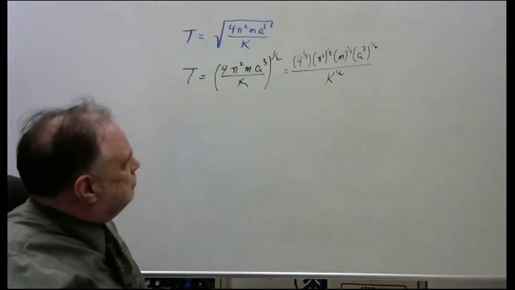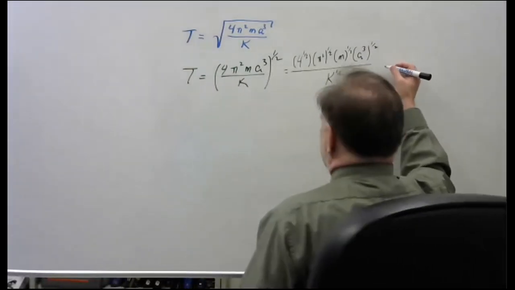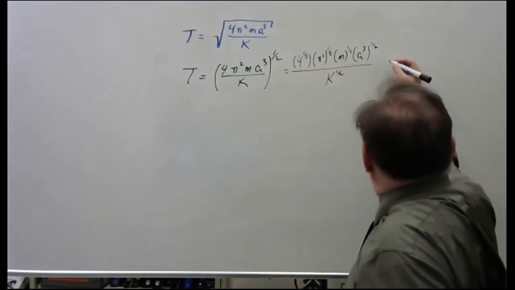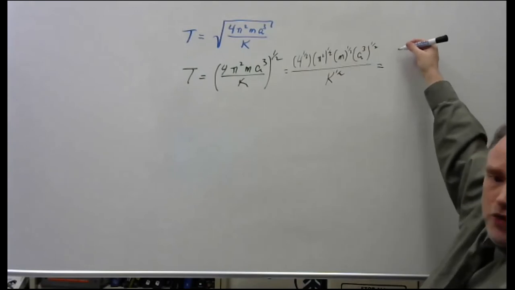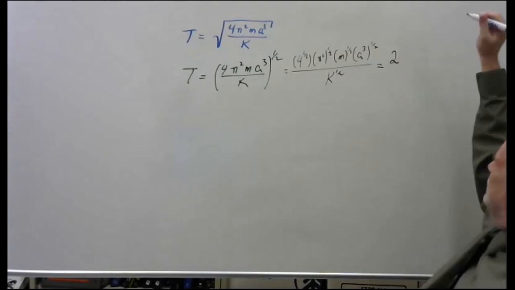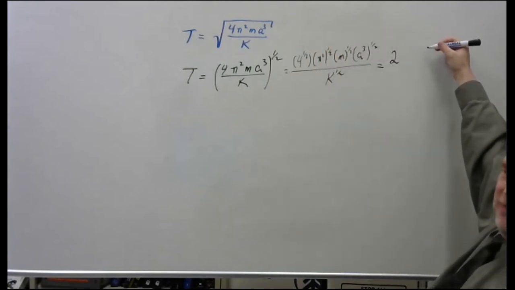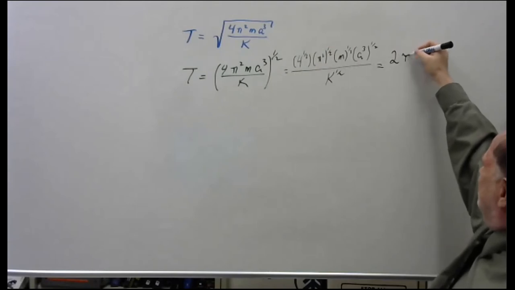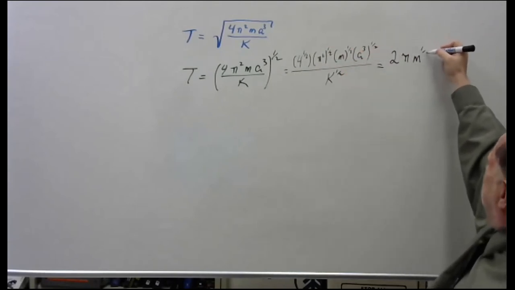Now we have to fix this up a little bit. So 4 to the 1/2, that's the square root of 4. What's that? 2. Okay. Pi squared to the 1/2 is what? Pi. Okay. m to the 1/2, well, that's just m to the 1/2.